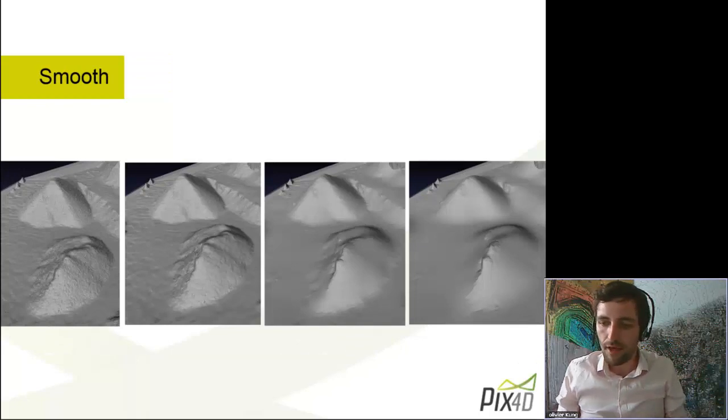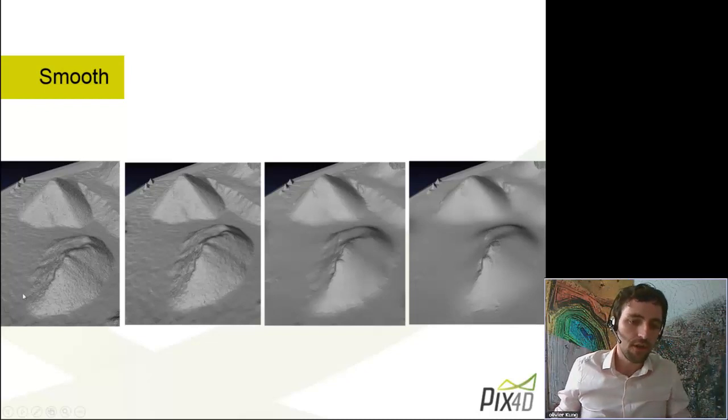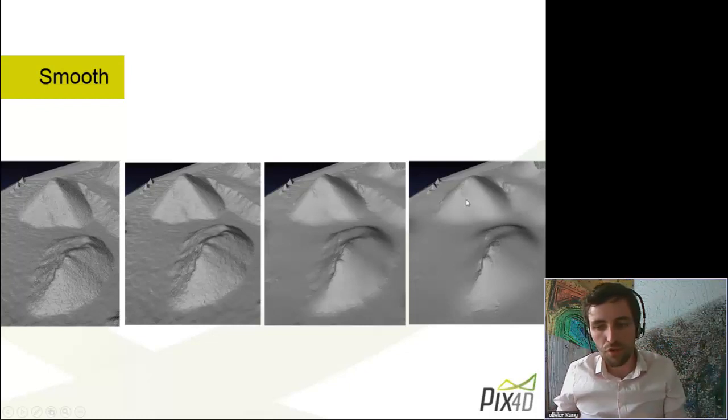Same effect for the smoothing parameter, where when you have it totally on the left, you basically have the points such as the one you just saw in the previous slide. And the more you put it on the right, the more it's going to try to remove little features which are not adding much, which mostly are probably noise from the imagery.